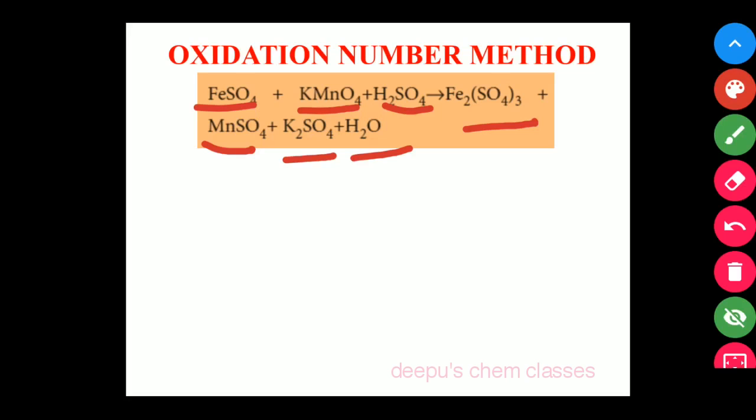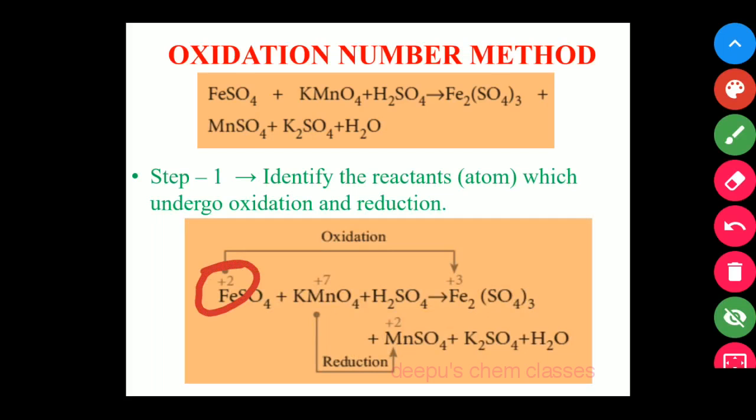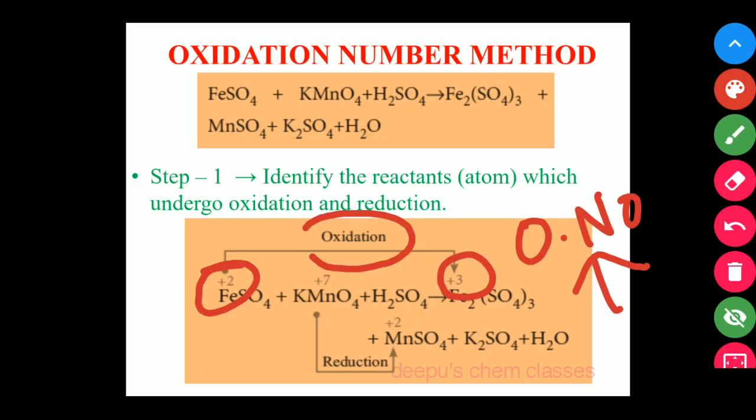For this, in step 1 we have to identify the oxidation and reduction processes, that is, where the oxidation occurs and where the reduction occurs, by means of oxidation number. For example, on the reactant side iron shows the oxidation number +2, but on the product side it shows +3. That means the oxidation number changes by 1 electron. So the oxidation number increases.